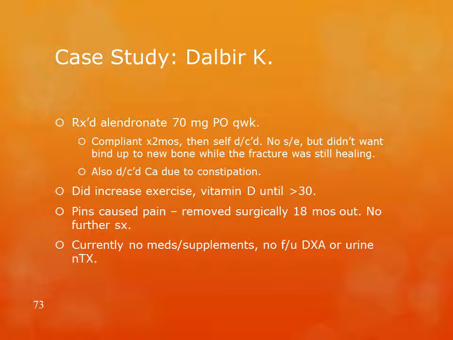She was prescribed alendronate, and she took it for 2 months, and then took herself off. She wasn't having side effects, but as her fracture was healing, the idea of the effect of the alendronate on her bones didn't sit well with her. She was also supposed to be taking calcium. She stopped it because it caused constipation. So this is a PA. This is a medical person. She chose to increase her exercise level, and she took vitamin D until her level was over 30.